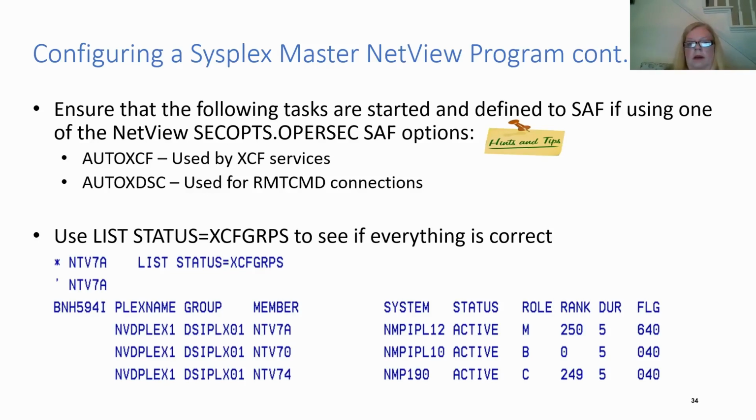And so you can see here the 3 systems in the sysplex. We have 1 in each role. You can see the different ranks that we've configured as well. There's some flags out to the right, but those aren't really important for purposes of making sure things are working okay.